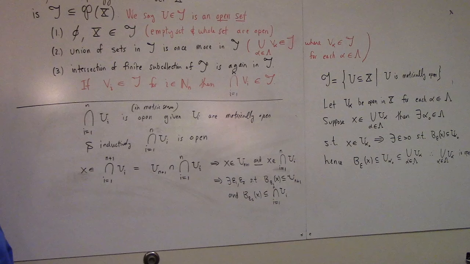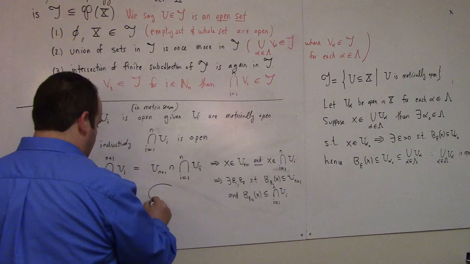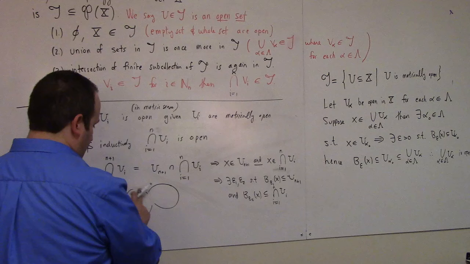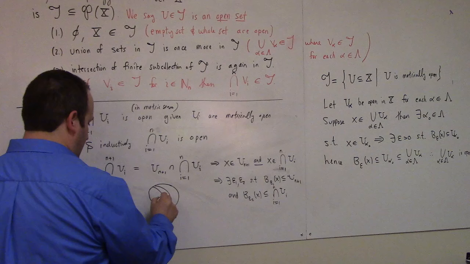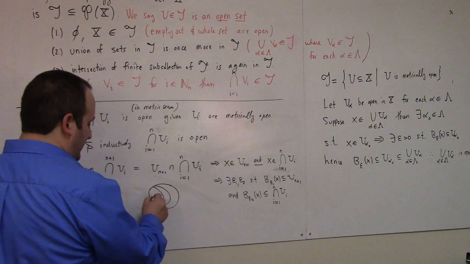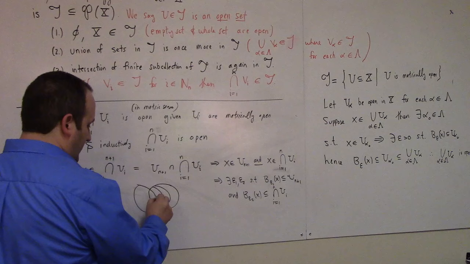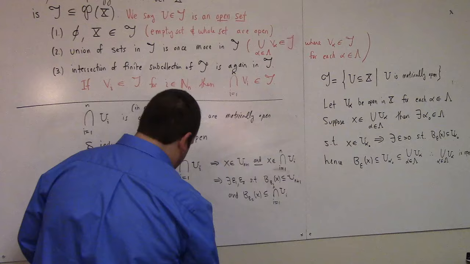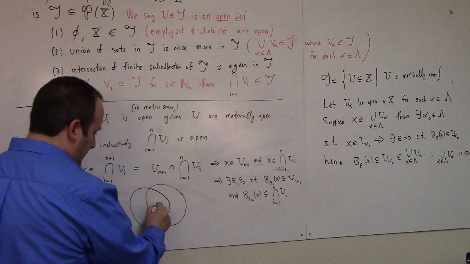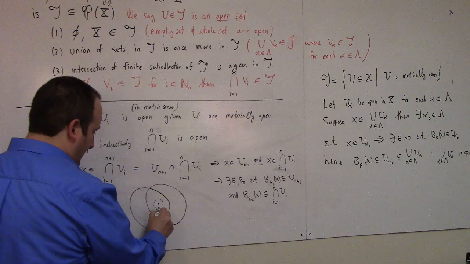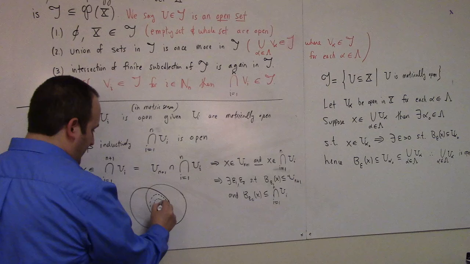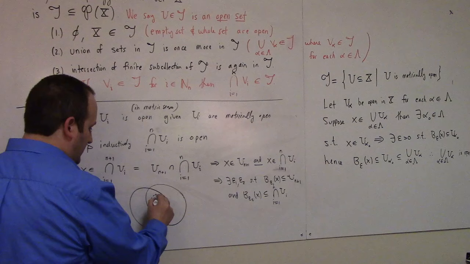Here's kind of a picture of what's going on. Here's this infinite union, not infinite, finite union. It's come down to this, let's say. And then here's the N plus 1 set. Let me not try to illustrate the intersection of the N. Here's one, here's the other one. Here's x. They're both centered on x, so there's epsilon 1, epsilon 2.